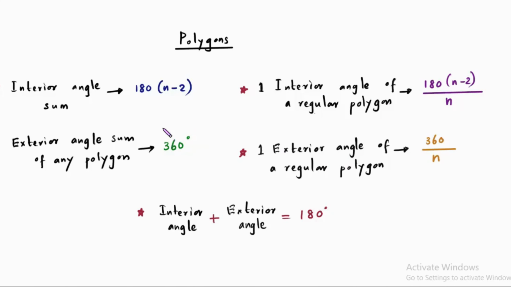The same way, if we are to calculate the value of one exterior angle, we know that the angle sum for exterior angles is 360. We need to divide that by the number of sides it has. So we need to divide it by n.